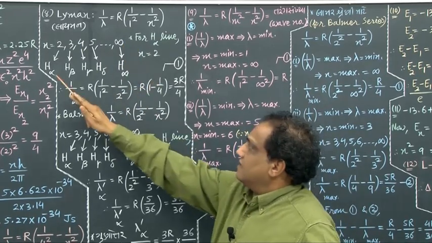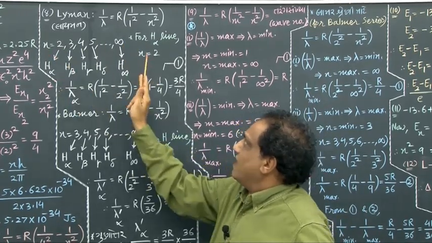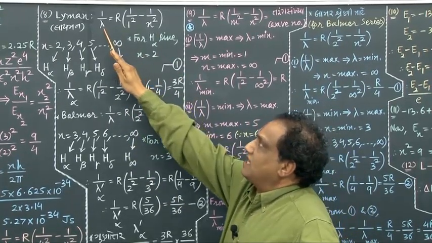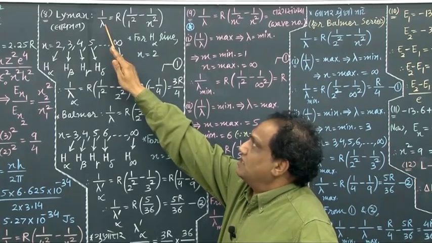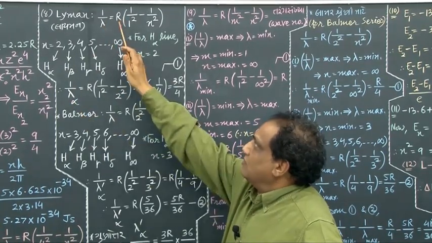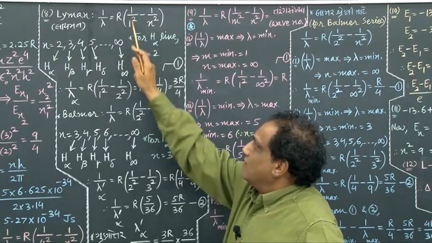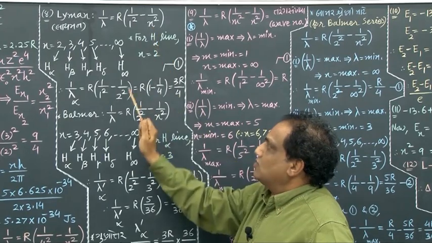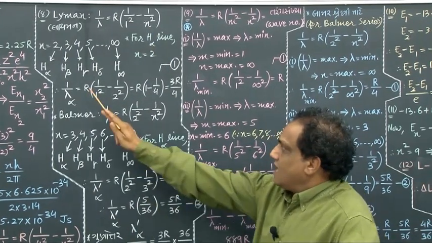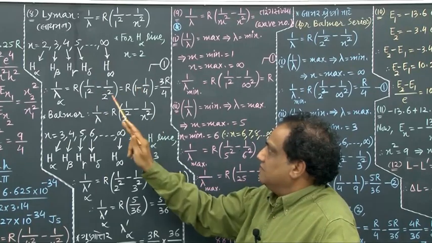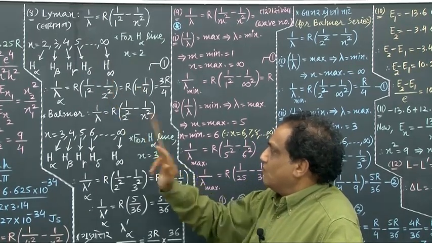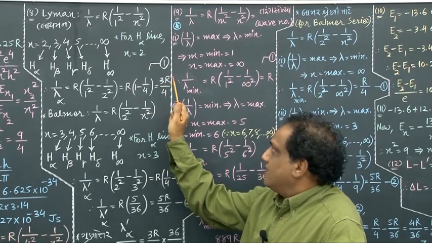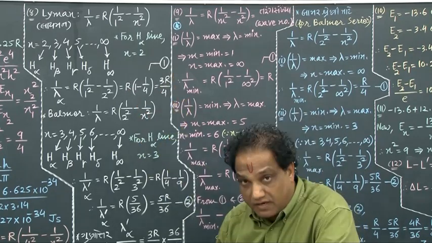For the H alpha line, the value of n is 2. Just put it here. And at that time, the wavelength of H alpha radiation, I am showing by the symbol lambda alpha. R as it is, 1 upon 1 square as it is, because the value of n is right now 2. Put n equal to 2 and simplify. R into 1 upon 1 is 1, minus 1 upon 2 square is 1 upon 4. 1 minus 1 upon 4 is 3 by 4, into R, that is 3R by 4. Give it equation number 1.